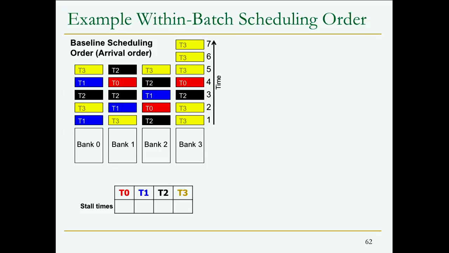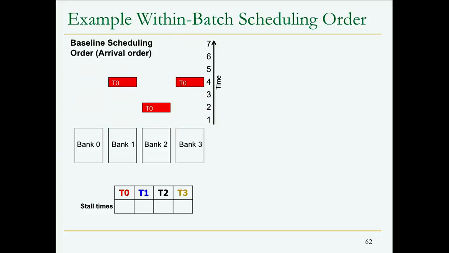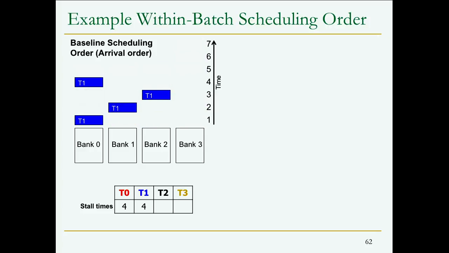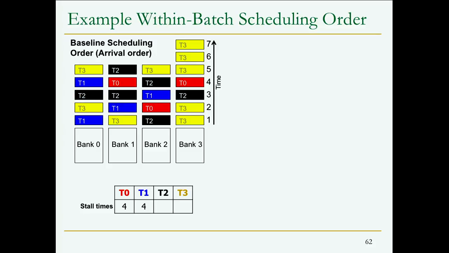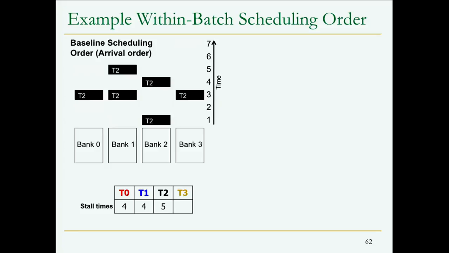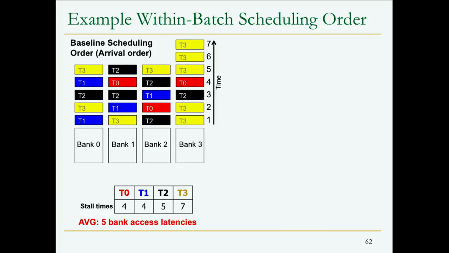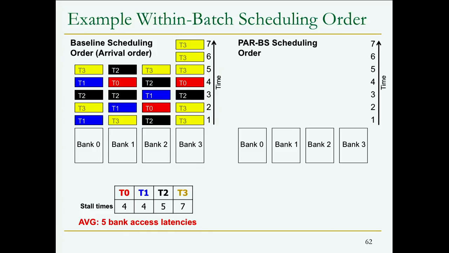Thread 0's last request gets serviced after the 4th time unit, so it stalls for 4 bank access latencies. Thread 1's last request also gets serviced after the 4th time unit, so it stalls for 4 bank access latencies as well. Thread 2's last request gets serviced after 5 bank access latencies, and thread 3's last request gets serviced after 7 bank access latencies. So stall times are relatively high. And we could do better, and the average, of course, is 5 bank access latencies over here.